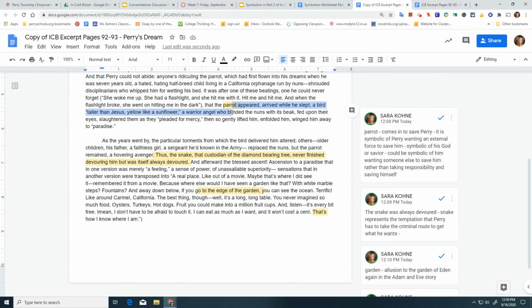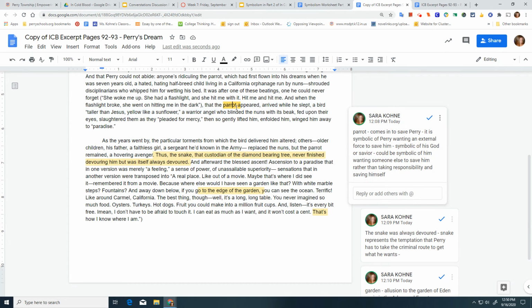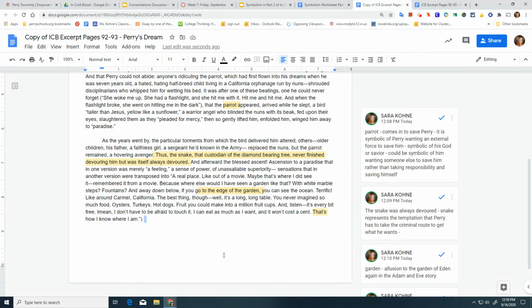You'll see this parrot throughout this book presented as sort of Perry's savior. Yes, he's waiting for that parrot to save him. But most normal people know that you don't sit around waiting for someone to save you. You save yourself.